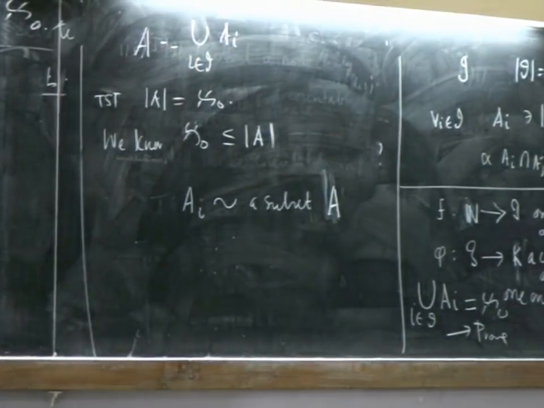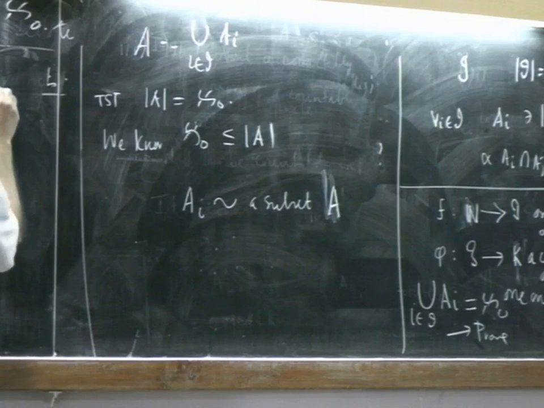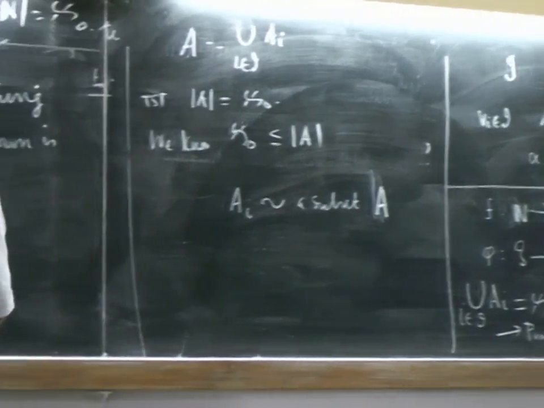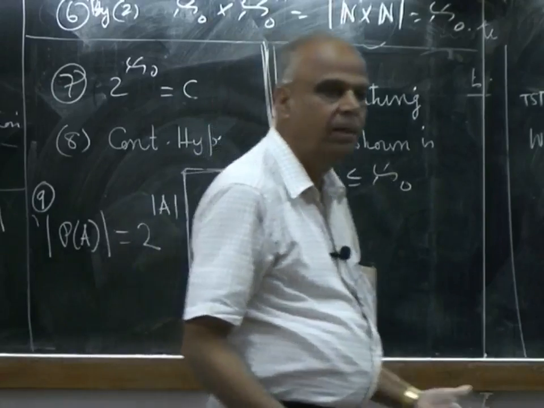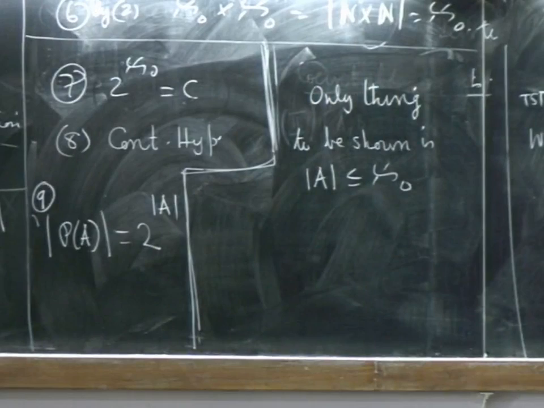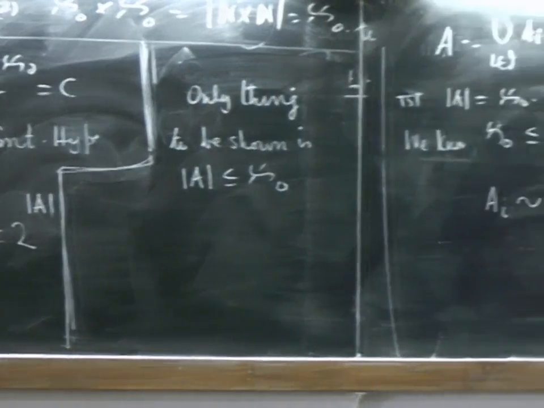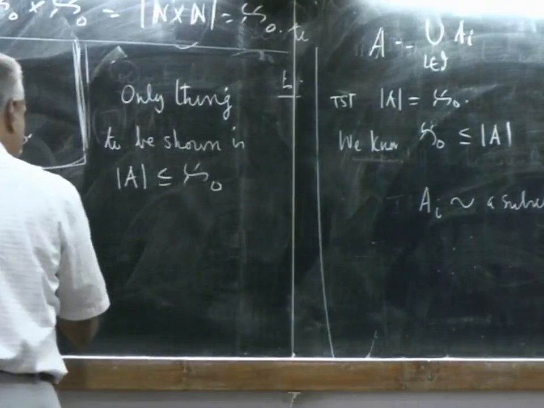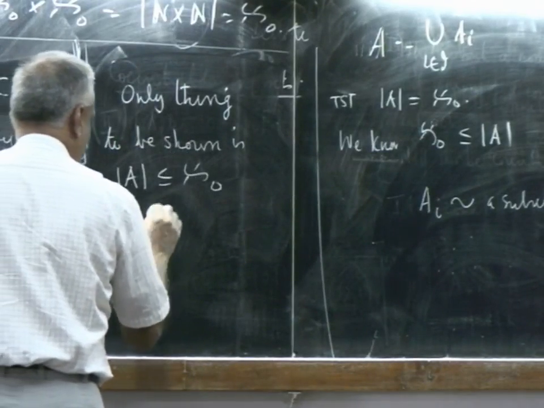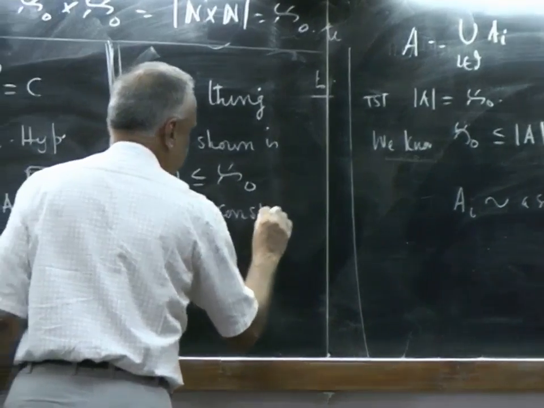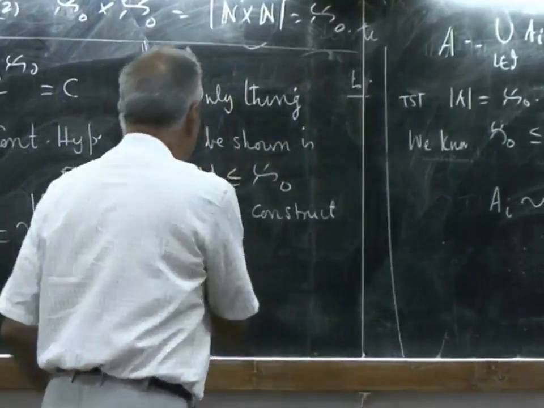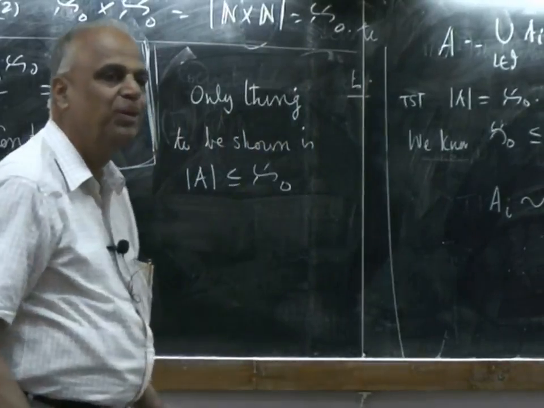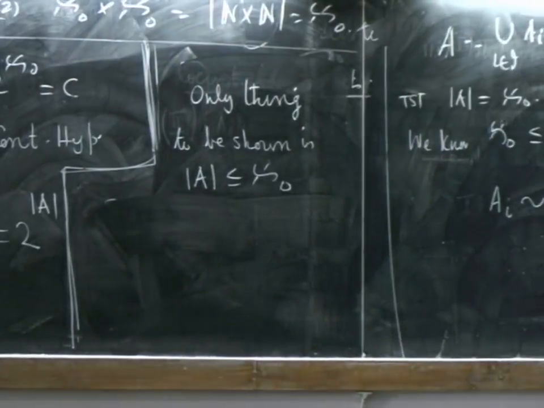So the only thing to be shown is mod A is less than or equal to Aleph naught. How do we show that? Suppose we can construct... Okay, I think I will leave it at this. I will leave it to you to prove that. See whether you can show that mod A is less than or equal to Aleph naught. If not, I will give you the proof next time.